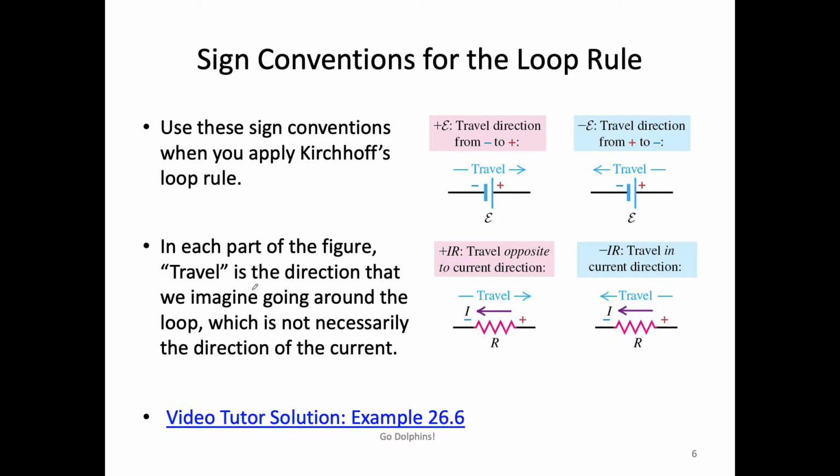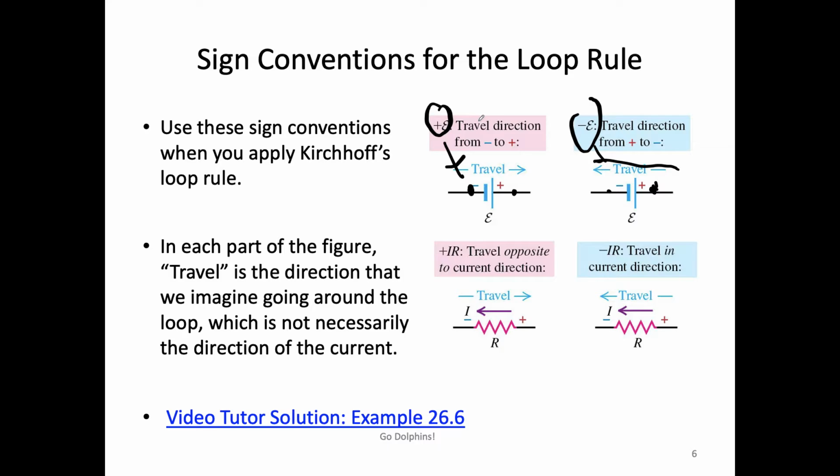Now we have to keep in mind the sign convention. If your loop goes from the negative end to the positive end of the battery, then you should have a potential increase for the battery. If your loop goes from positive to negative, then your potential decreases for this loop.